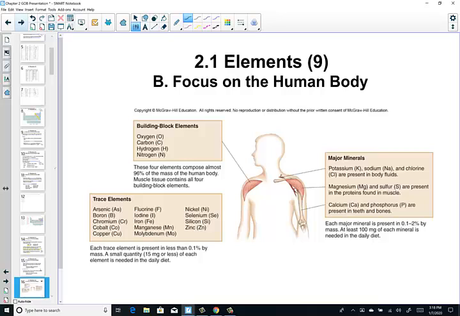Look at all the trace elements found in our body. There's quite a remarkable list here from arsenic, boron, chromium, and on down. And then major minerals are listed as well, such as potassium, sodium, chlorine, magnesium, and sulfur found in the muscle, and the calcium and phosphorus that are present in our teeth, giving us strength in our bones.